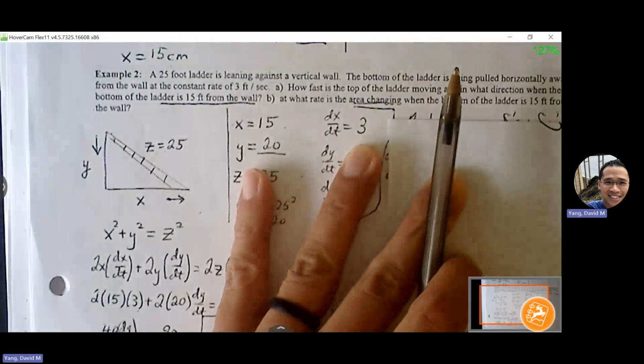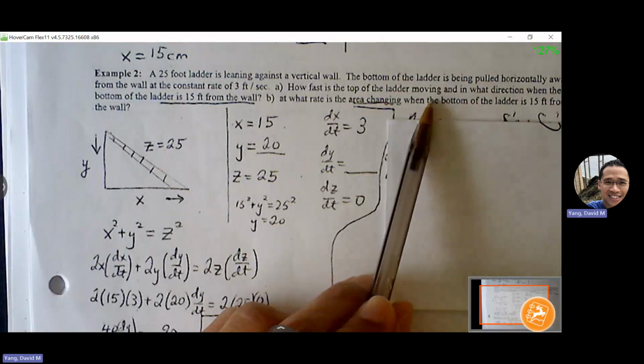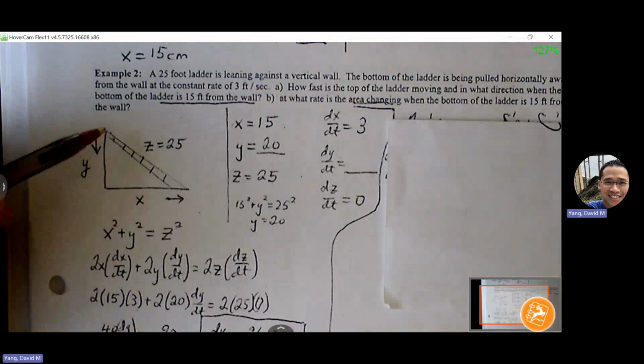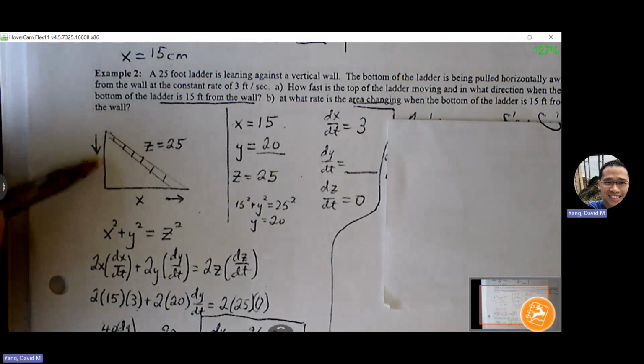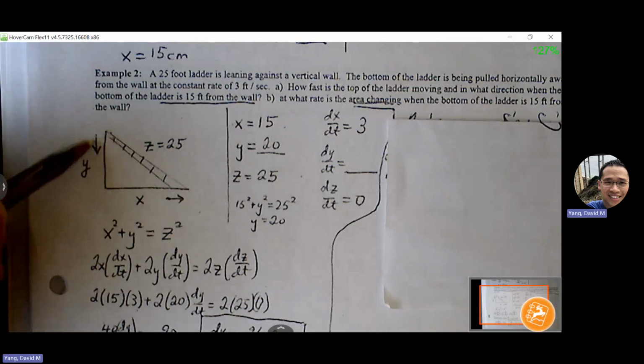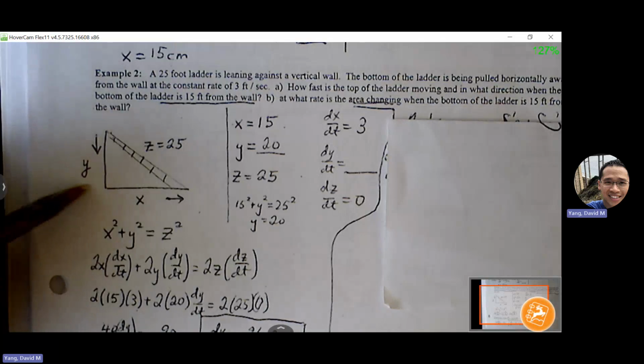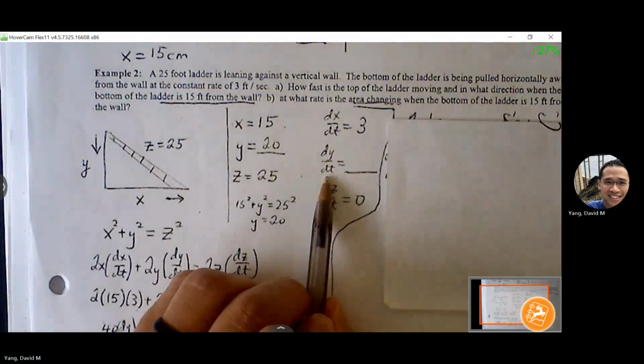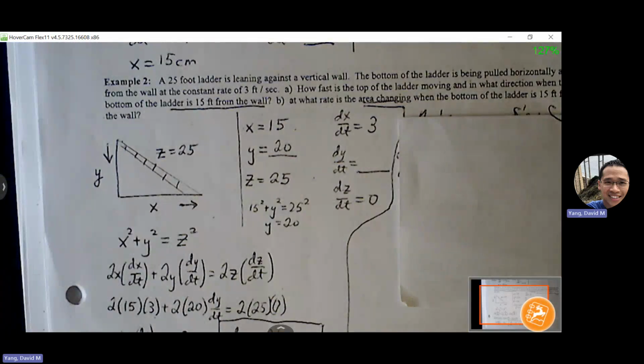Right. So for this one, it says how fast is the top of the ladder moving, and in which direction? So the top of the ladder, if you think about the motion of the top of the ladder, it's either going to go up or go down, right? There's only two ways that the top of the ladder can move, and because it's getting pulled away from the wall, it has to be moving down. And if it's moving down, it's referring to the y variable. But if there's movement involved, it can't just be y, it has to be dy dt. So I think it's a matter of looking at the problem, visualizing it, and then narrowing down your choices.